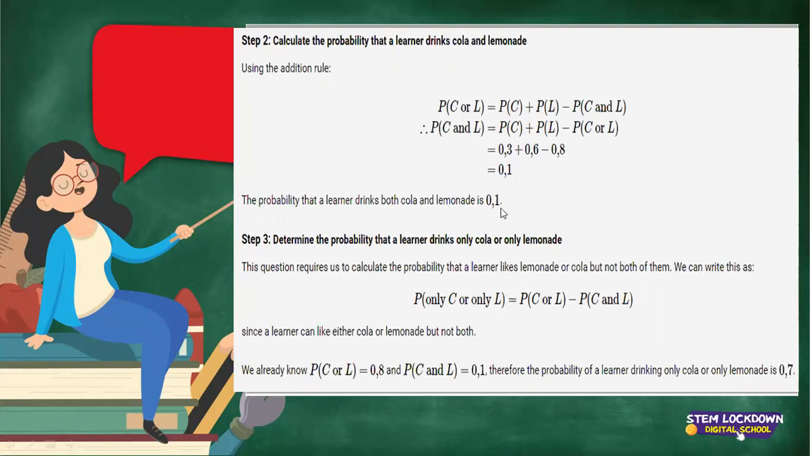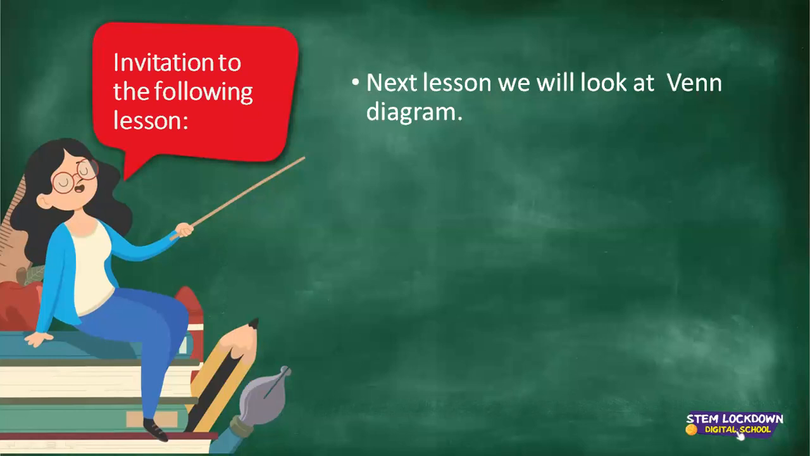Okay. And then determine the probability that the learner drinks only cola or only lemonade. So we're going to see the probability of only C or only L, which is the probability of C or L minus the probability of C and L. We subtract our values here, and we're going to get 0.7. So we end the class here for today, and in the next class we carry on from there.